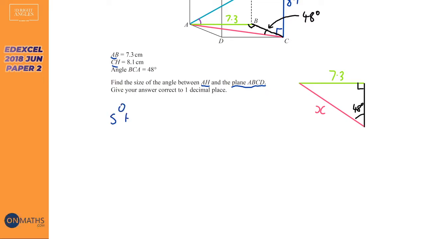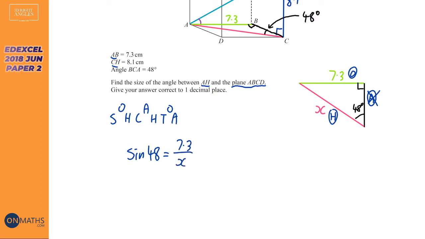So we're going to put in our SOHCAHTOA, label the sides: the opposite the angle, opposite the right angle, and the one left over, and cross out the one we're not using. OH. So it's going to be sine of the angle 48 equals opposite, which is 7.3, over x. Then we can just swap the x and the sine 48 around. Technically we're multiplying both sides by x and dividing both sides by sine 48, but you are allowed to do this in one step.